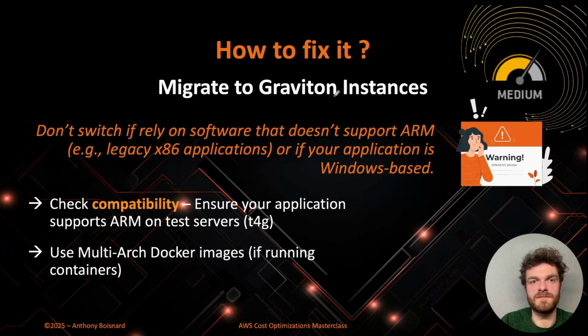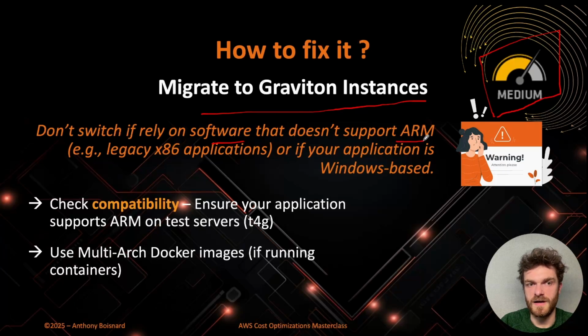How to fix it? You simply have to migrate to Graviton instances. So the difficulty is medium because it will depend on the service you are using. So first, don't switch if your application relies on software that doesn't support ARM. So you have to check your compatibility first. And also if your application is Windows based, there are no Graviton instances.